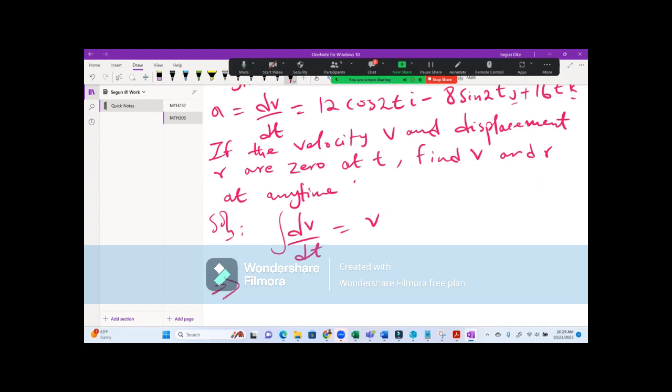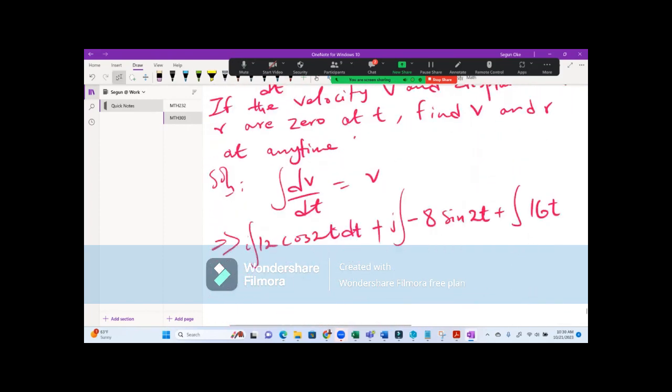So what we are saying here is integrating the other side, we're going to have the integral of, let's say you want to deal with i first, 12 cos 2t dt, are we together? Minus, I can put minus there, j, because of the negative in the question, integral of sine 2t, plus integral of 16t, which is k.